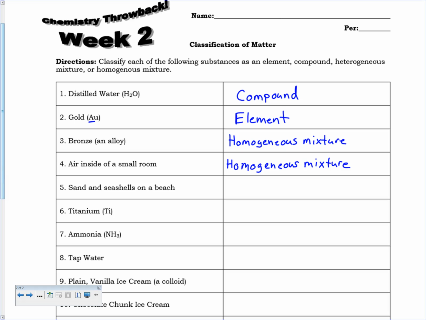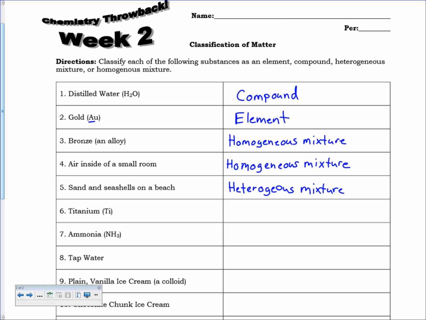Sand and seashells on a beach, okay, those are going to be mixed together in a way where it's not the same throughout. Clearly, they're not going to be the same substances. So in this case, we have a heterogeneous mixture. Sand itself would actually probably be heterogeneous because it has different types of rock and things like that in there. But if you put in the seashells, it's definitely different.